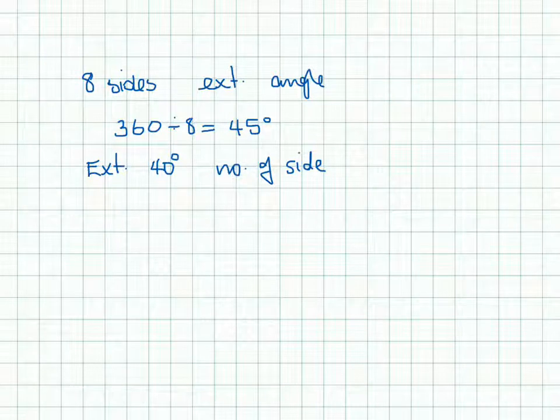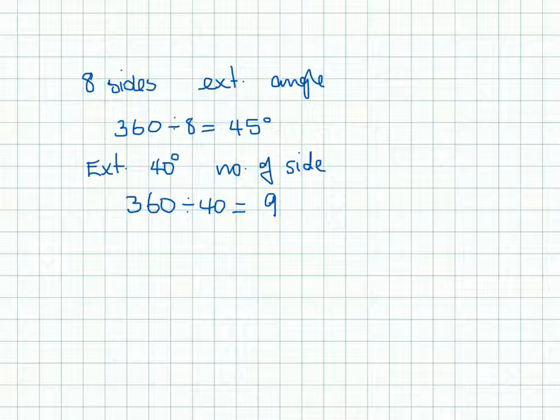So we have a known external angle of 40 degrees, and we're trying to find out the number of sides. Again, we already know that all of the external angles add up to 360 degrees, so it's just a quick job of 360 degrees divided by 40 degrees, which is going to tell us that we're looking at a 9-sided shape, which is our nonagon.